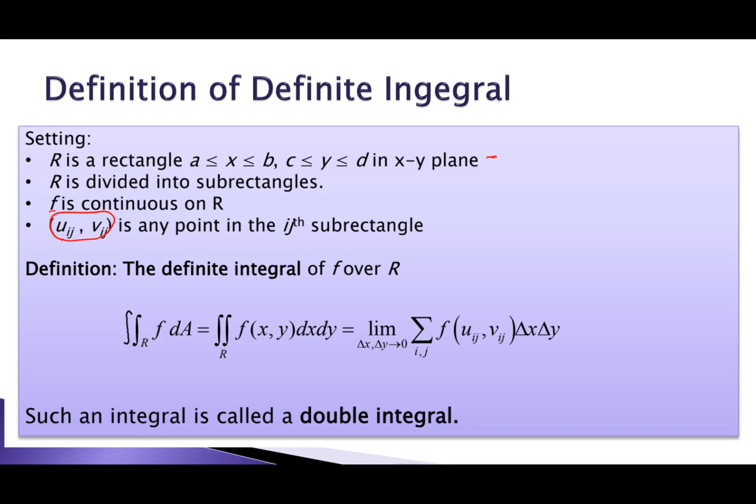And so then to find the definite integral, I'm going to move way over here. I'm going to plug that point into the function, which gives me the height of the column, times the area of the base. So this is the volume of each little column. And when I add all those volumes up and then take the limit as both my delta x and delta y go to 0, I get the exact volume.